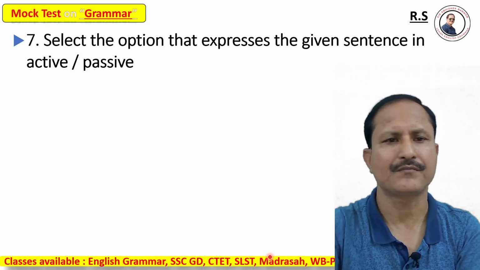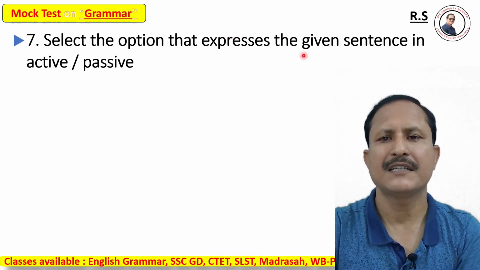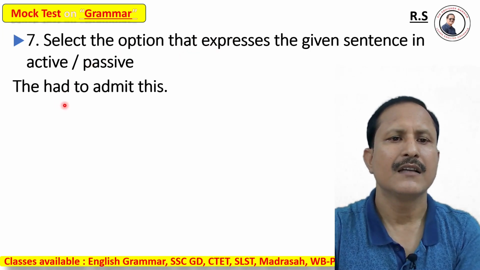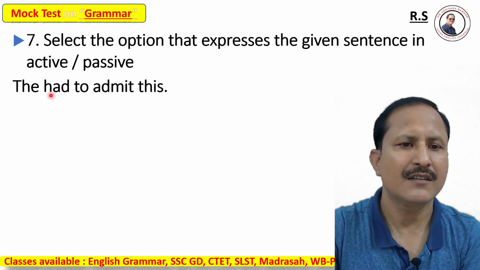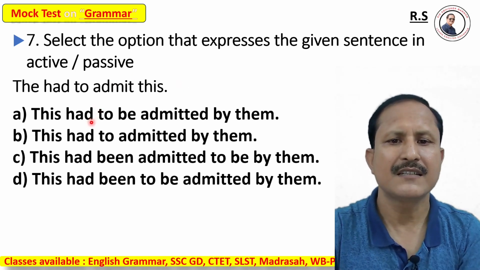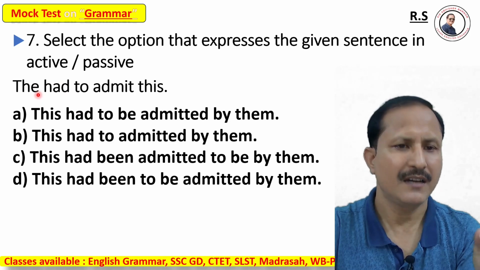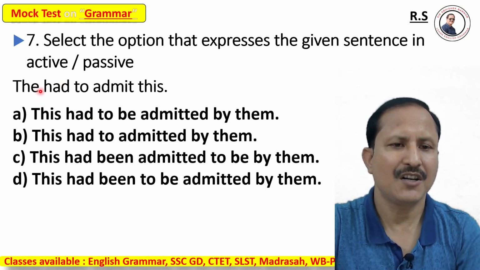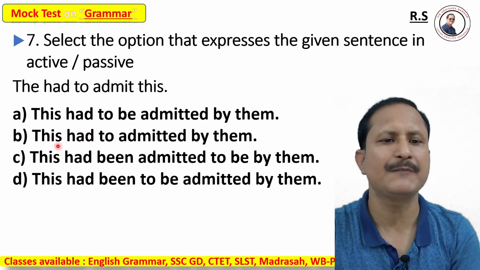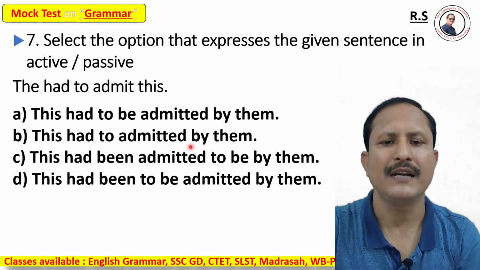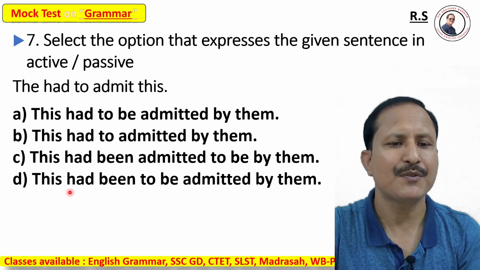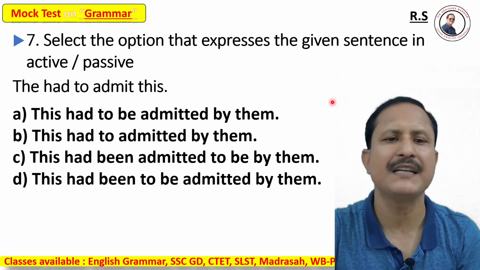Now question number 7. Select the option that expresses the given sentence in active or passive. The given sentence: "They had to admit this." Here "they" was mistakenly pronounced as "these"; it should be "they". Option A, this had to be admitted by them. Option B, this had to admitted by them. Option C, this had been admitted to be by them. Option D, this had been to be admitted by them.